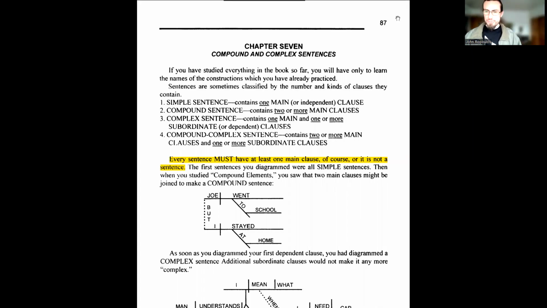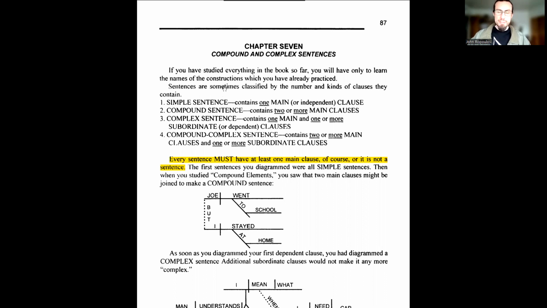Now we're going to turn to chapter 7, compound and complex sentences. This is really the last chapter of the book. The next chapter just has some miscellaneous stuff. So there's one more exercise here in this chapter. If you have studied everything in the book so far, you will have only to learn the names of the constructions which you have already practiced.